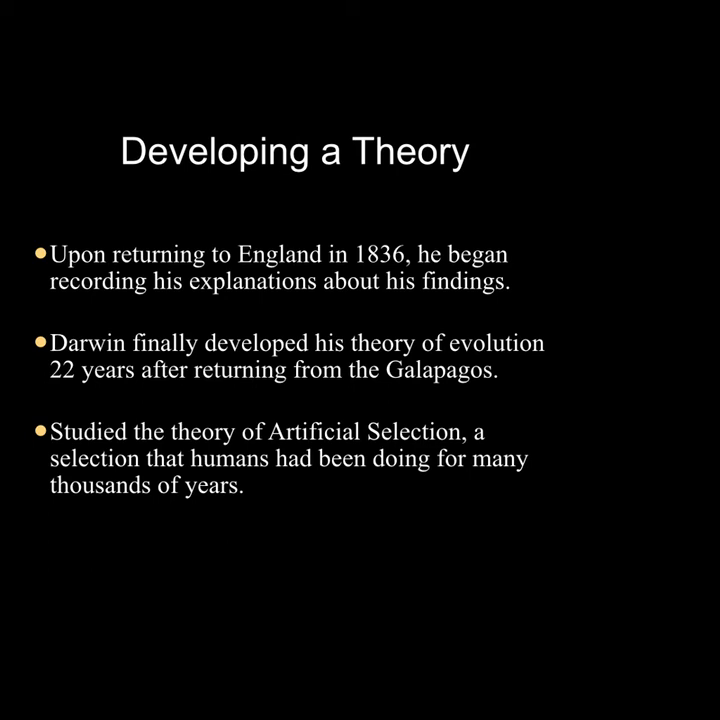One of the things he also studied was the theory of artificial selection, a selection that humans have been doing for thousands of years, trying to get better cattle, better horses, all the breeds of dogs that there are. A dog is just a descendant of a wolf, but through special artificial selective breeding, we get Chihuahuas and Great Danes. So Darwin thought about that and learned about that.